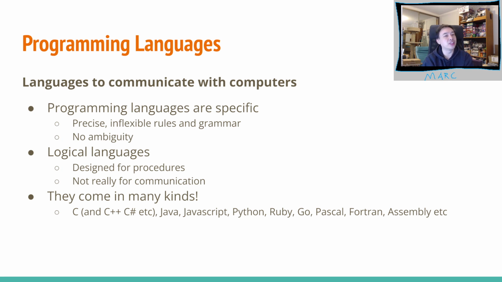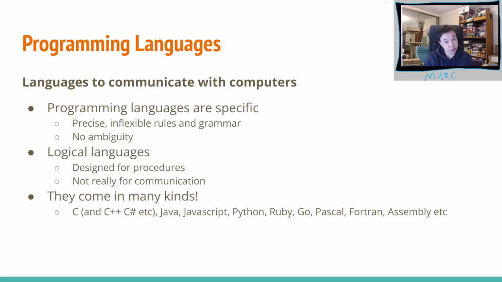So as I was saying, these languages are logical. They're not designed for us to tell a story. They're usually designed for us to describe a procedure we would like the computer to carry out, or to specify a particular task that needs to be done.